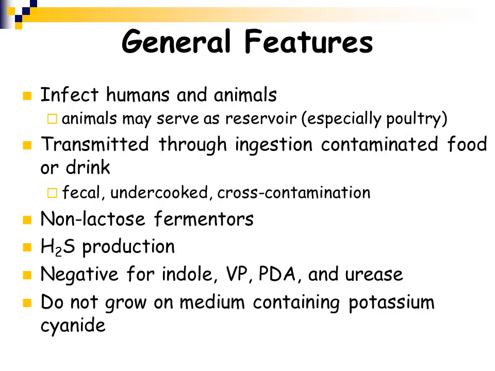The general features of Salmonella organisms: they infect both humans and animals, and animals serve as a common reservoir, especially poultry. Humans are usually infected through contaminated food or drink. Usually this is going to be fecal contaminated water, undercooked meat or poultry, as well as cross-contamination. So cutting something or using a cutting board and then putting something else on it and then eating it.